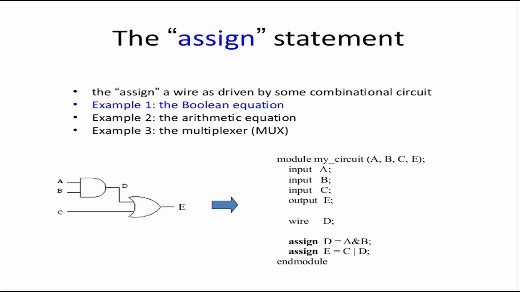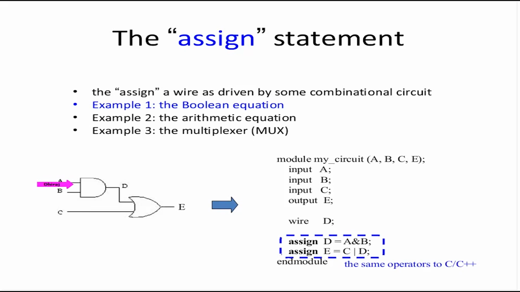We see an example of a Boolean equation. So here wire D is an intermediate wire. We assign D is equal to A and B. Assign E is equal to C or D. We could also have assign E is equal to A and B or C. You are free to write whichever way you want. The most important thing is that you should be clear about what logic function is being performed.